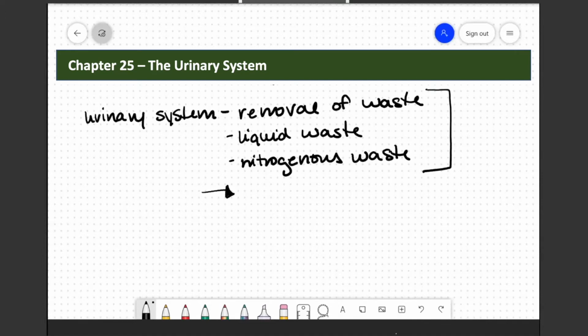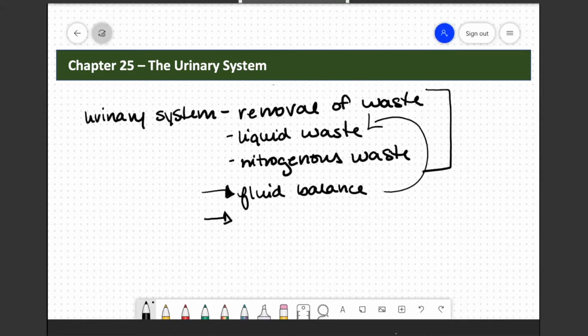And that is fluid balance, which blends into this removal of liquid waste. So if we have a lot of fluid in our system and we need to take away some, the urinary system will take care of that. If we need to keep some liquid because we don't have enough, the urinary system will also do that. So those go together, and that's a way that our urinary system can maintain homeostasis.